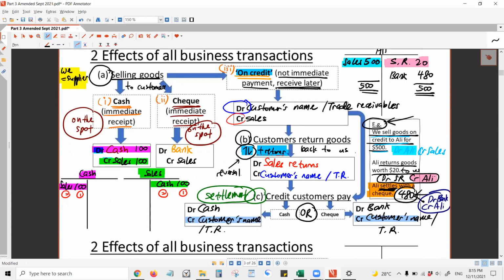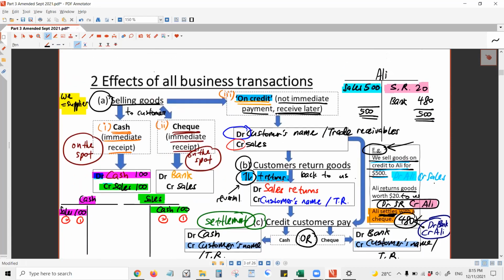Okay, and then this is the flow chart we have gone through when we are the supplier. When you are the supplier, you sell goods to customer, and this flow chart is what we have gone through.